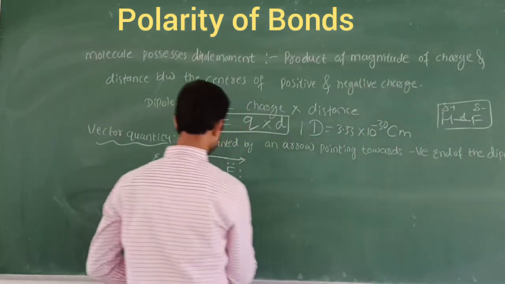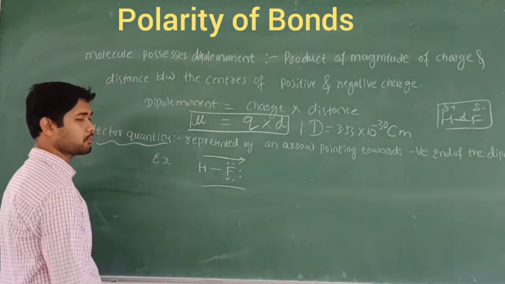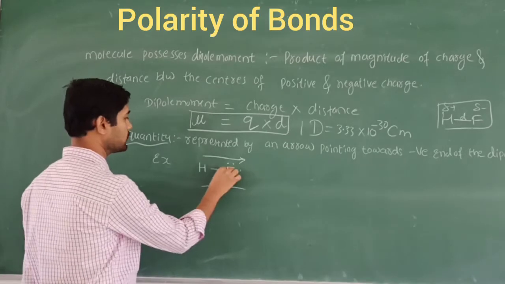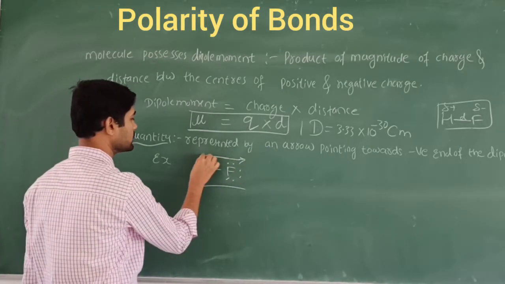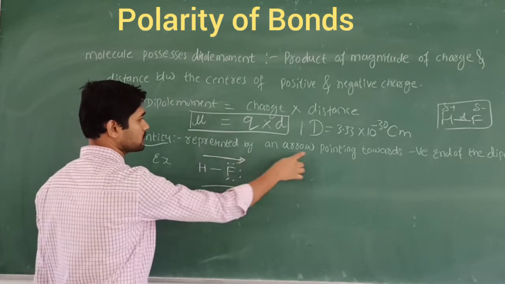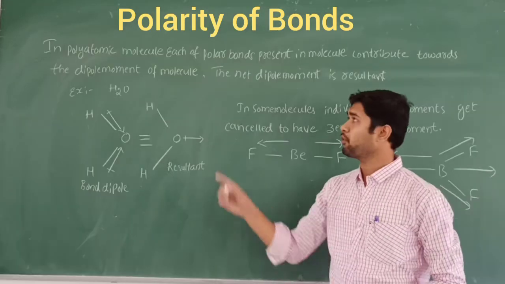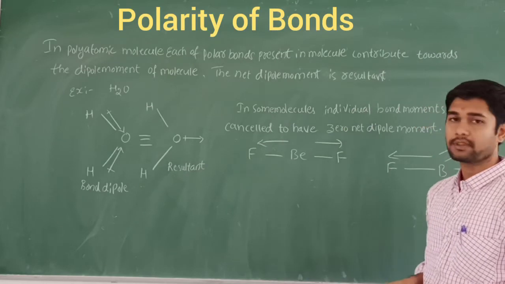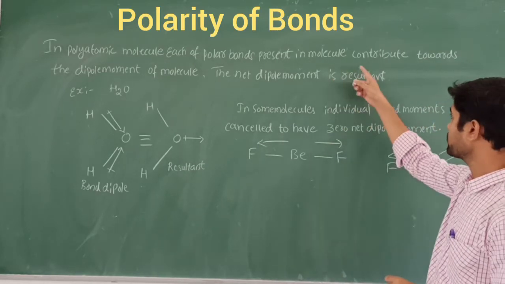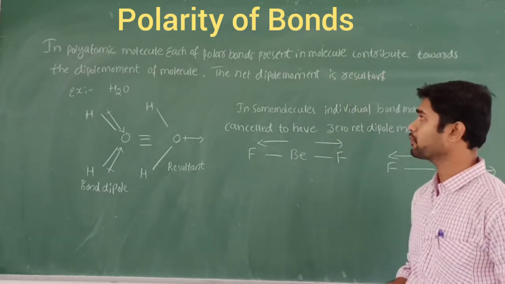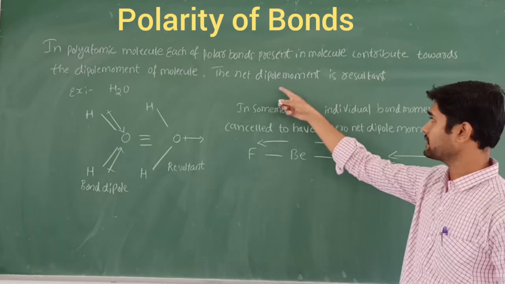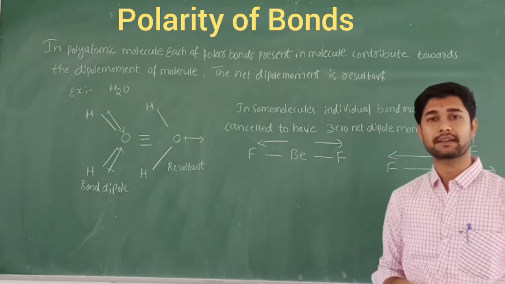So in this compound, the negative end of the dipole is the more electronegative fluorine. We indicate this by an arrow mark pointing towards the negative end of the dipole. In a polyatomic molecule, each of the polar bonds present in the molecule contributes towards the dipole moment of the molecule, and the net dipole moment is the resultant dipole moment.